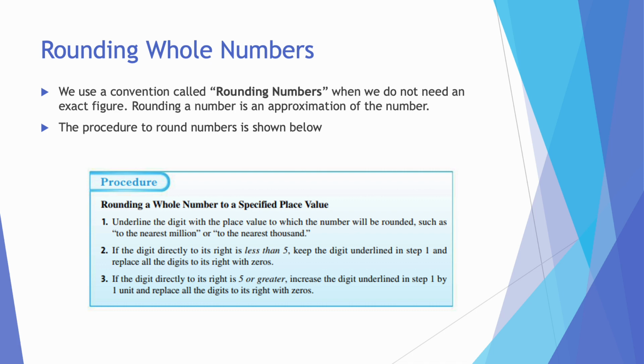Underline the digit with the place value to which the number will be rounded, such as to the nearest million or to the nearest thousand. If the digit directly to the right is less than 5, keep the digit underlined in step 1 and replace all the digits to the right with 0. If the digit directly to the right is 5 or greater, increase the digit underlined in step 1 by 1 and replace all the digits to the right with zeros.